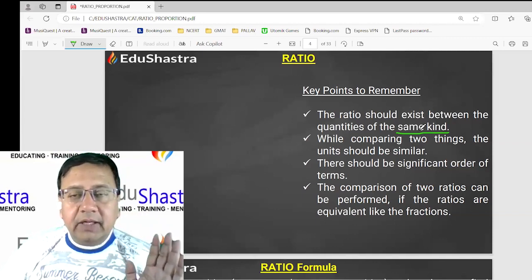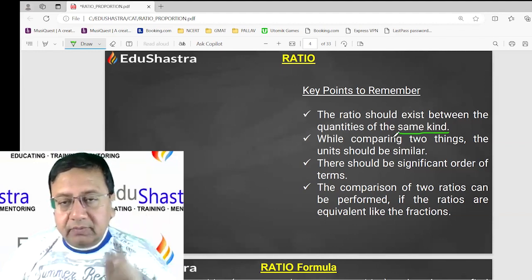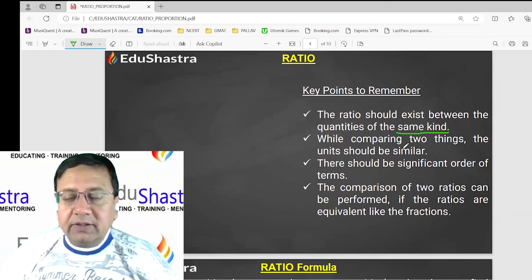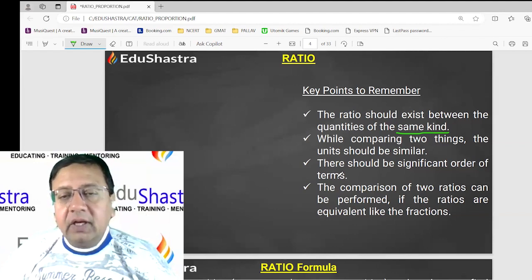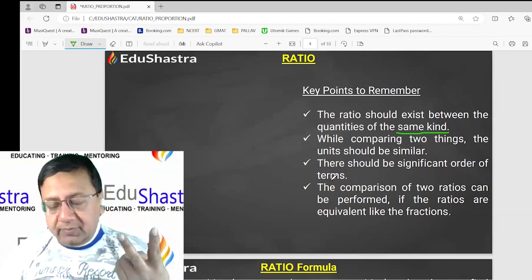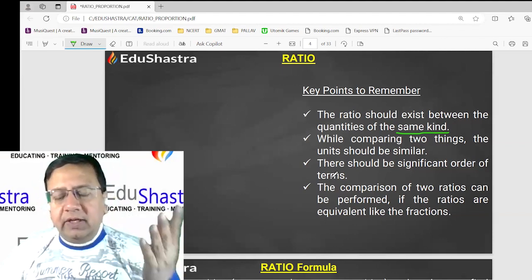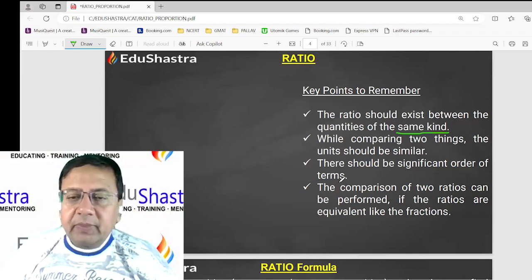Ratios are the comparison of numbers which are of the same units. While comparing two things, units should be similar, right? There should be a significant order of terms. At least two terms should be there to have a ratio, but 2, 3, 4, 5, any number of terms can be there.